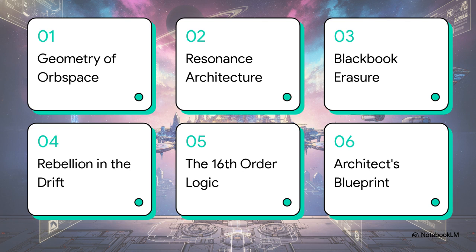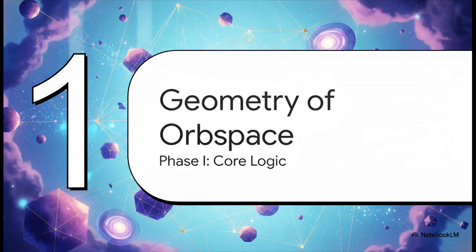We've got a 6-step agenda today. First, the geometry of orb space. Then, architecture of resonance, the Black Book erasure, rebellion in the drift, the 16th order logic, and we'll wrap it all up with the architect's blueprint. All right, let's kick things off with Section 1, the geometry of orb space.